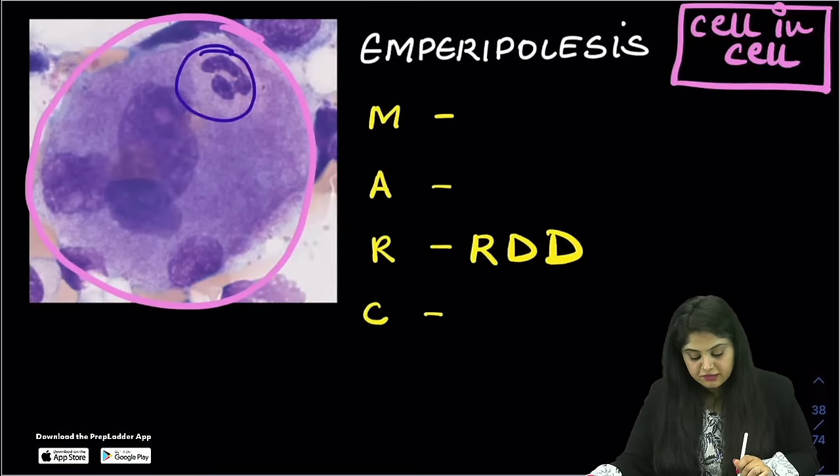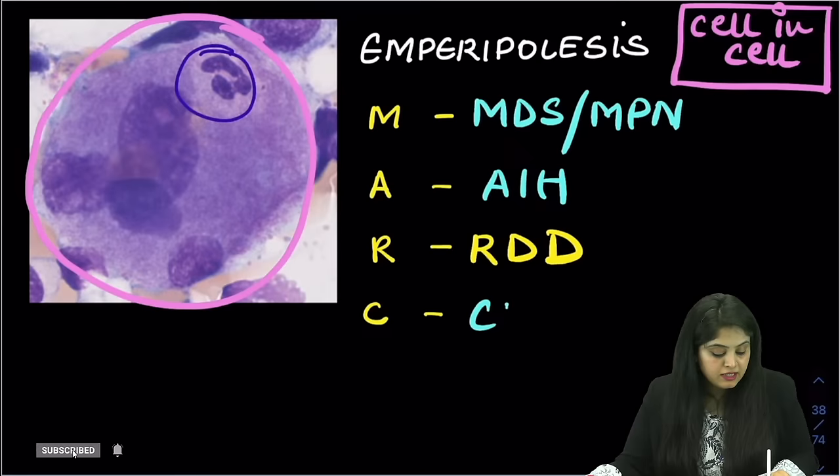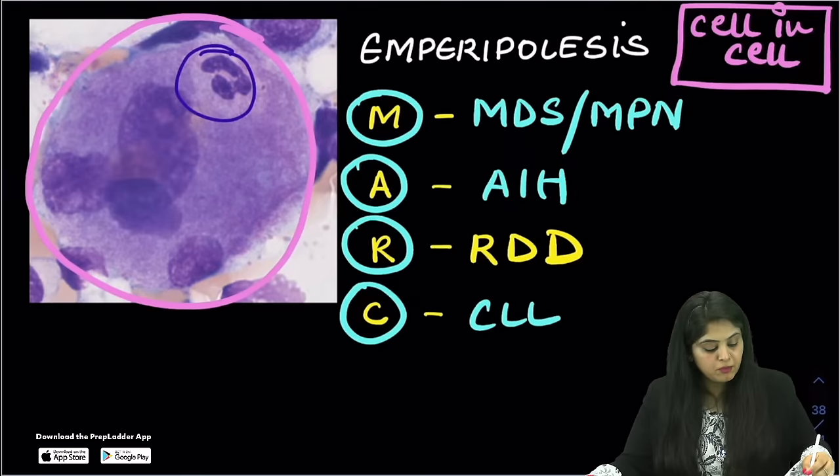Other than that, AIIMS exam question, autoimmune hepatitis shows you emperipolysis, myelodysplastic syndrome and myeloproliferative neoplasms, and a leukemia that is CLL. So mark is going to show you emperipolysis. Some of the brainy students are asking me, what is the difference between emperipolysis?